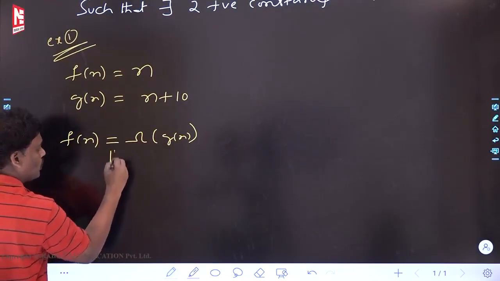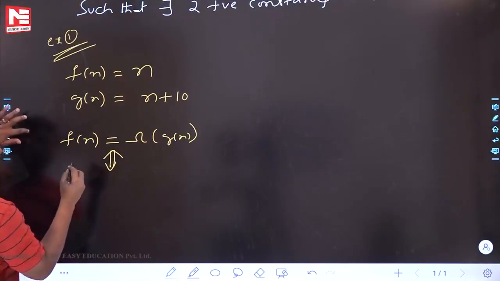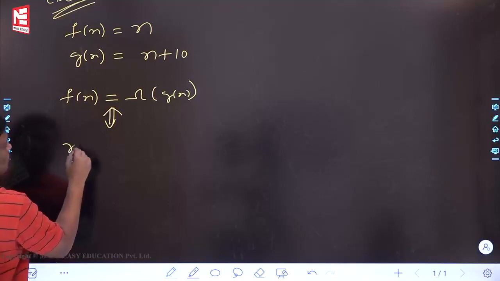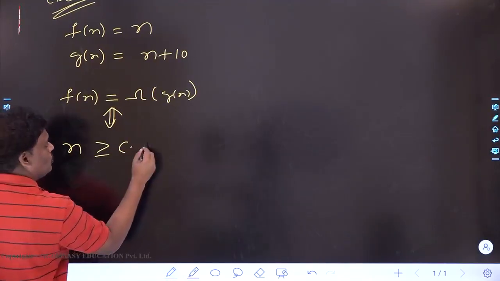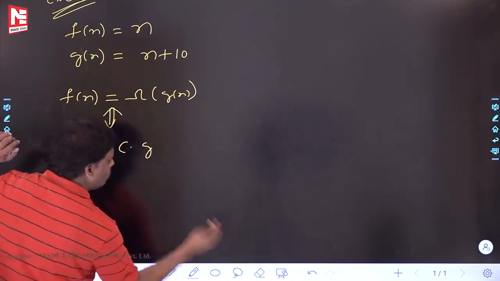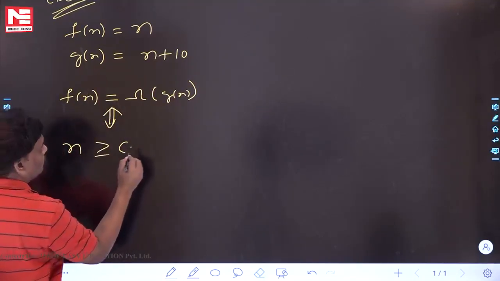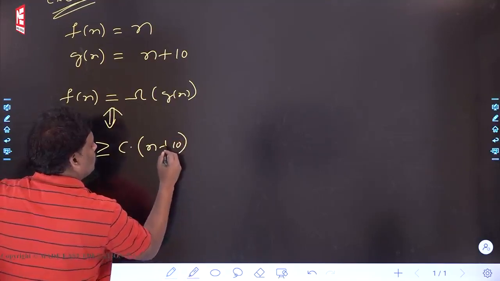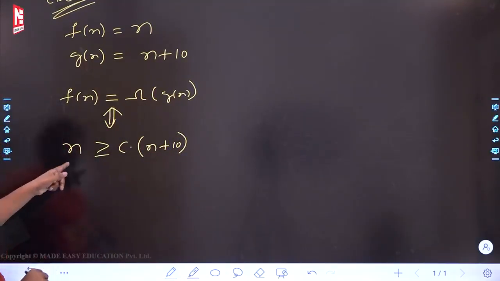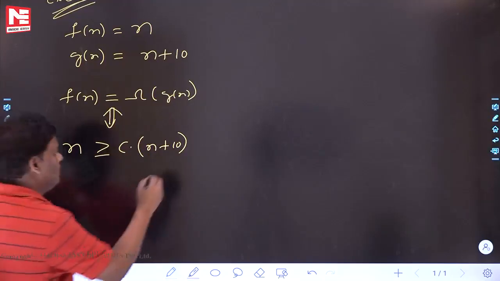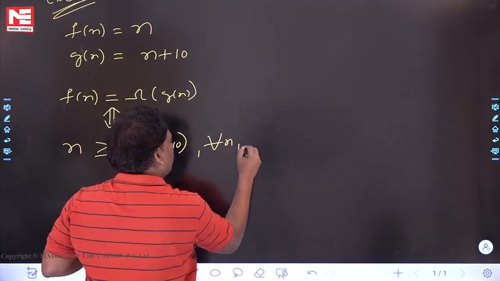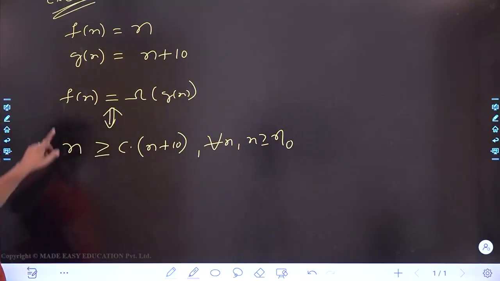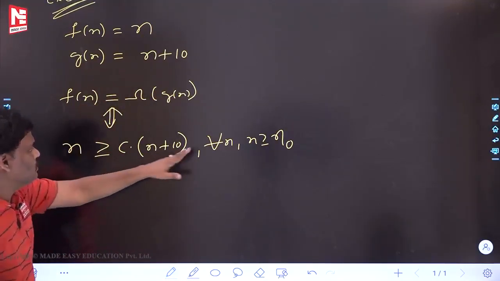If you want to prove this, what condition do you have to satisfy? See the condition. What is the f of n? n greater than or equal to some c into g of n. What is the g of n? n plus 10. So f of n, which is n, is greater than or equal to some c into g of n, for all n where n is greater than or equal to n0. If I want to say this, I have to satisfy this definition.